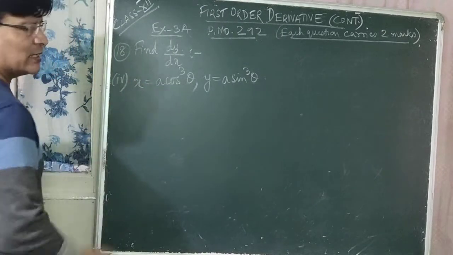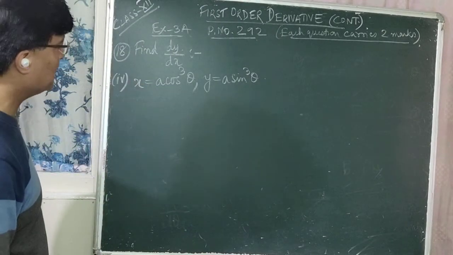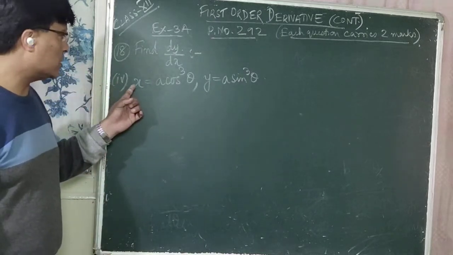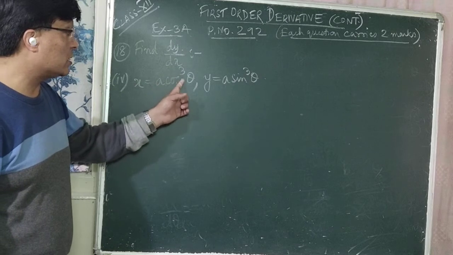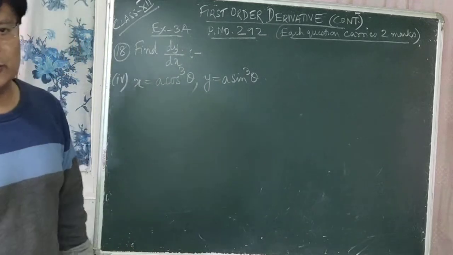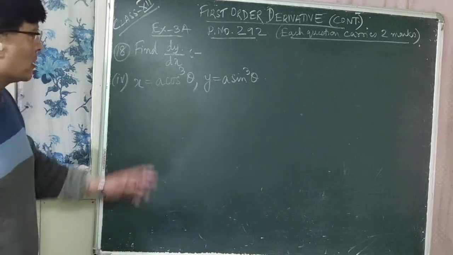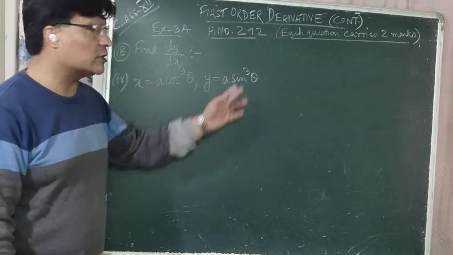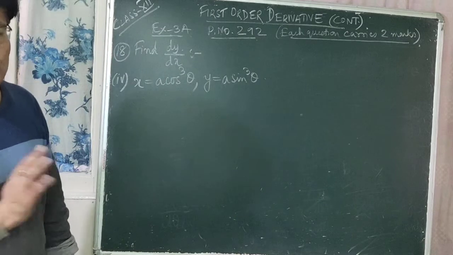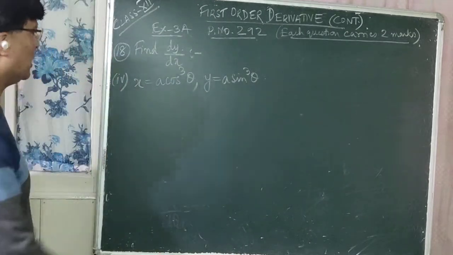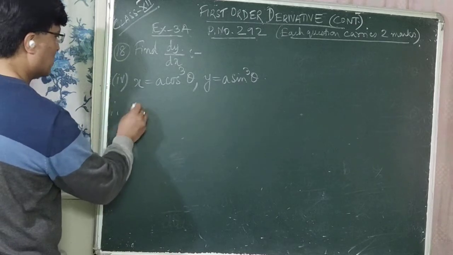X is equal to a cos cube theta and y is equal to a sin cube theta, right? So the given equation is x is equal to a cos cube theta, comma y is equal to a sin cube theta. So this is also a parametric equation. So x and y are expressed in terms of a third variable theta. So theta is a parameter here. So this equation is known as parametric equation. Okay. So let us differentiate it.